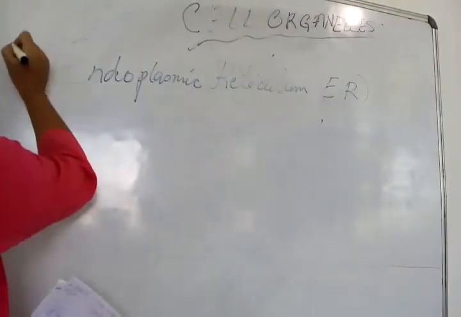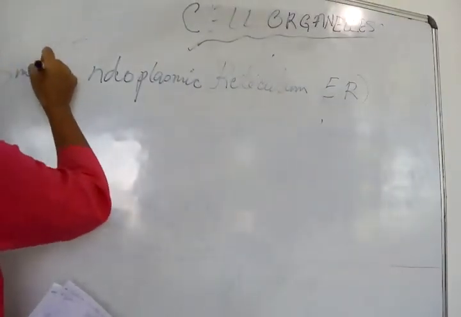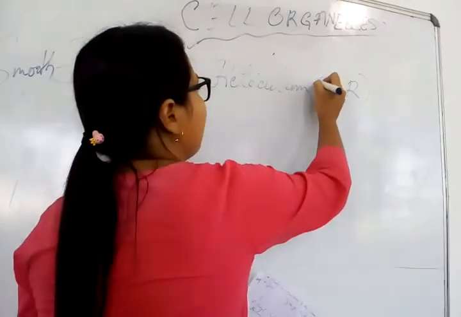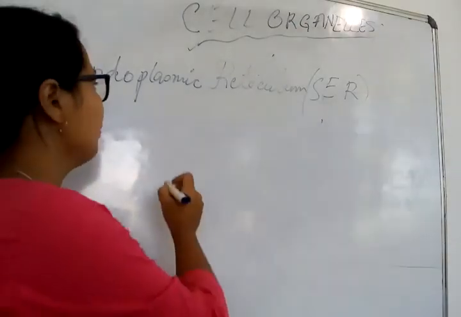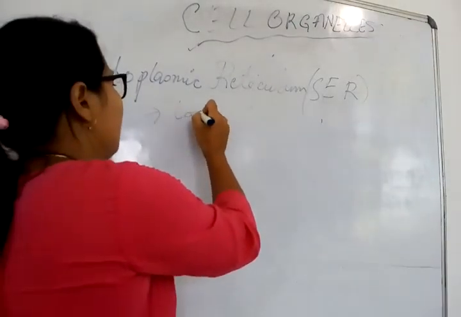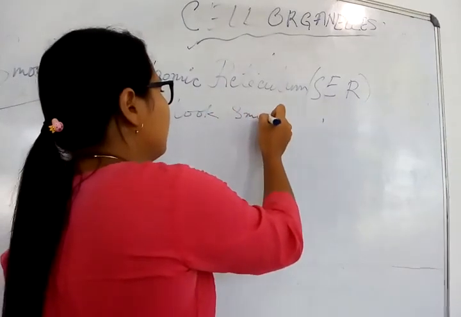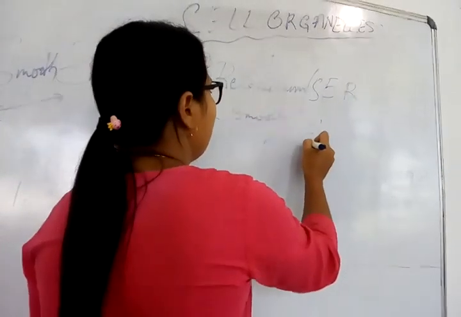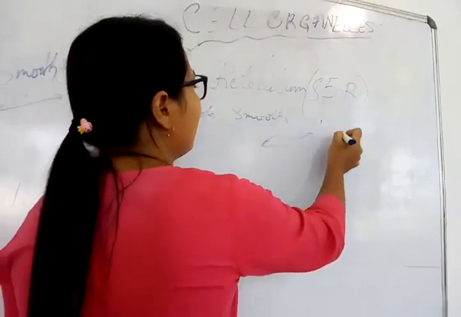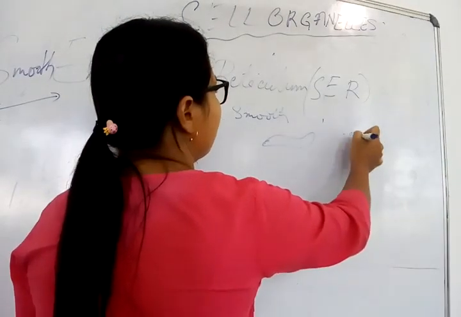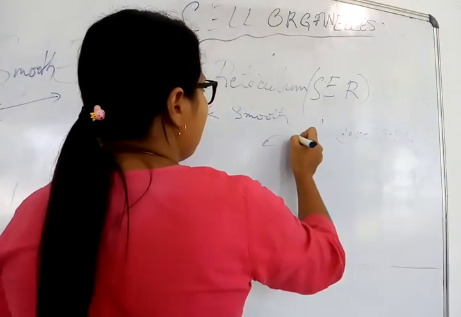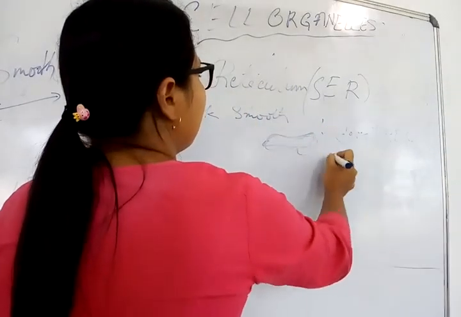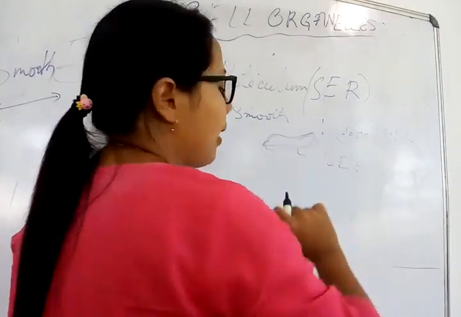What is smooth endoplasmic reticulum? How will it look when we observe it under the microscope? It looks smooth, isn't it? It will not have certain kinds of particles attached to it. Unlike rough endoplasmic reticulum, it looks smooth. Okay? This is smooth endoplasmic reticulum.